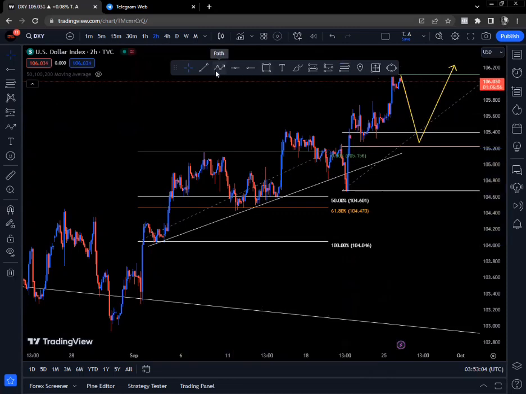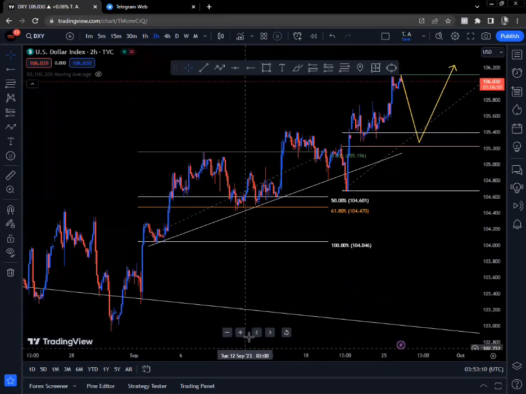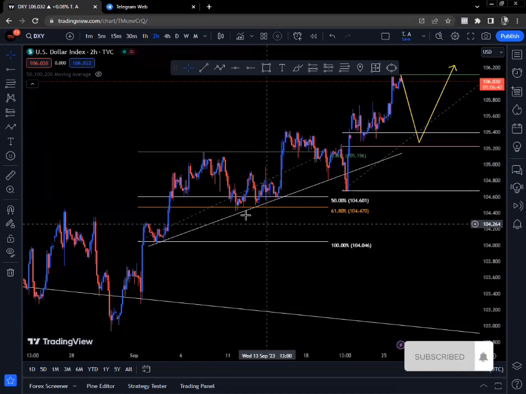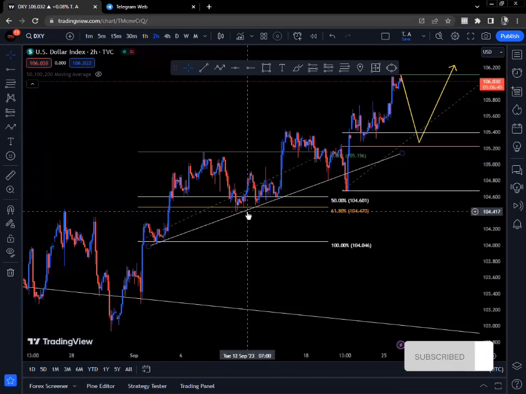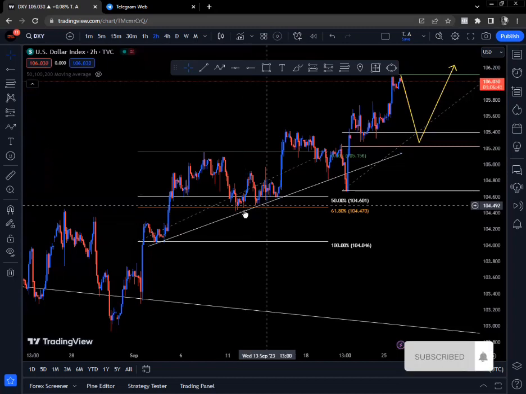So I took the trade around, if you can see the dates down there. If I go there, see the dates, that should be the 12th. Yeah, around the 12th or so.